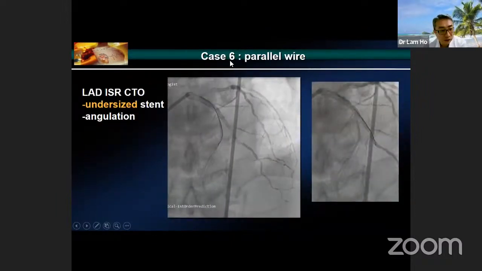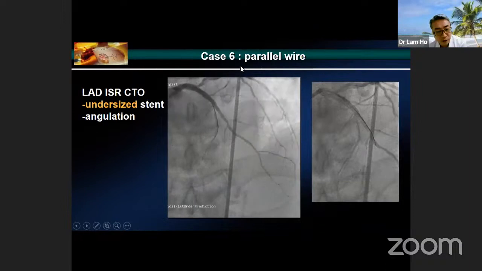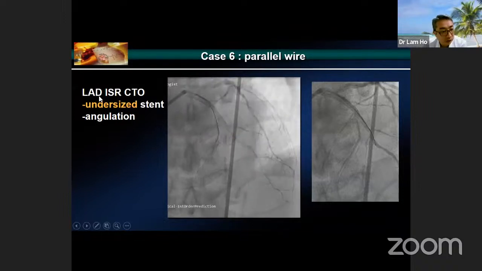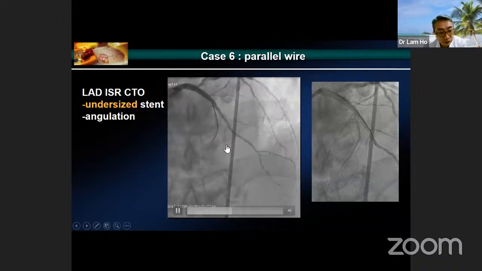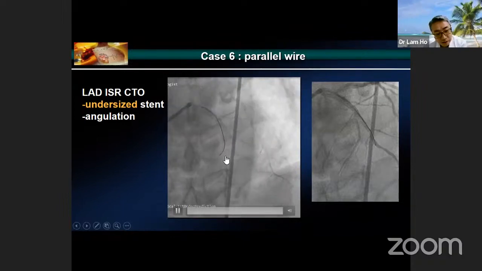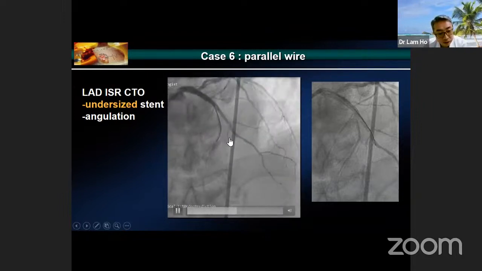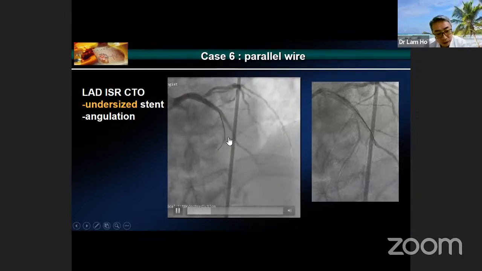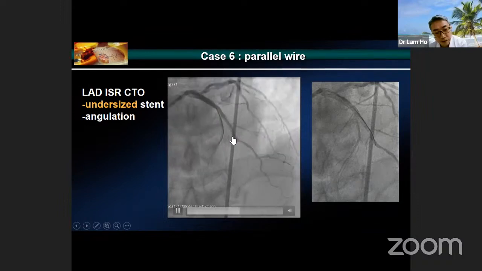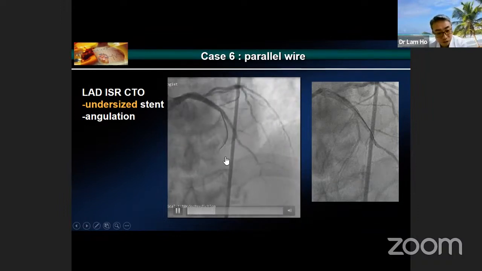And the final thing for antegrade wiring, of course, parallel wire is very important. This is an LAD ISR CTO. There's a stent in the mid to distal LAD. It's an undersized stent, so ISR and have some problem. The major problem is this angulation. With such an angulation, most of the time Gaia or something cannot cross. And after this curve, most of the time you will lose the control.